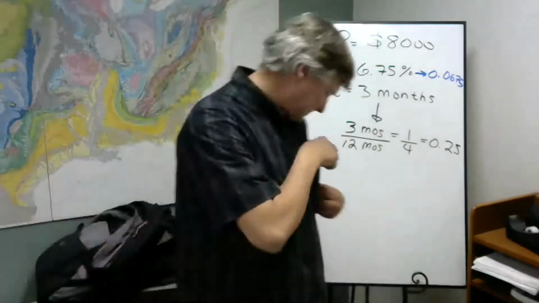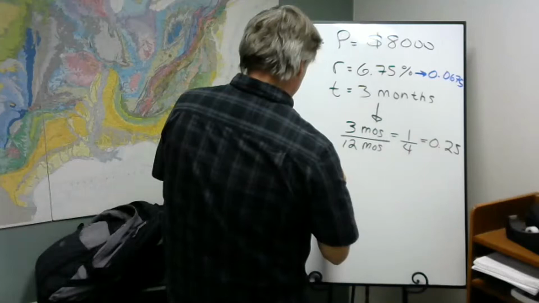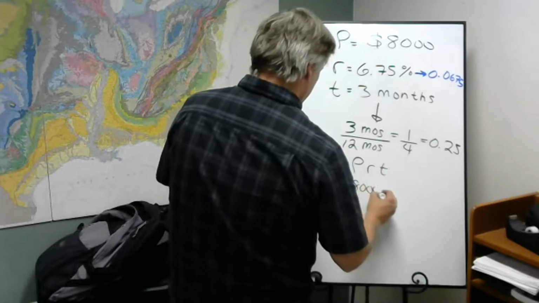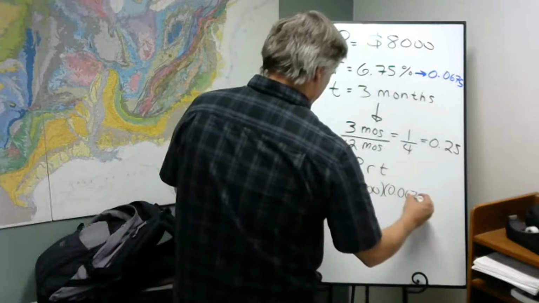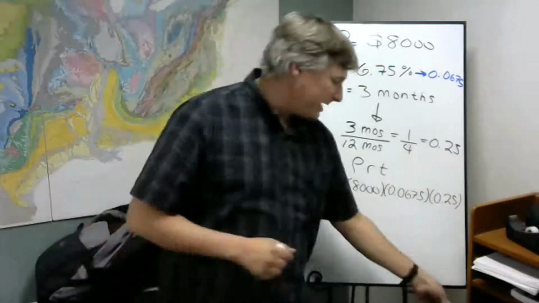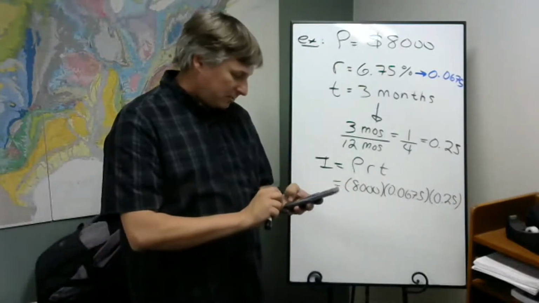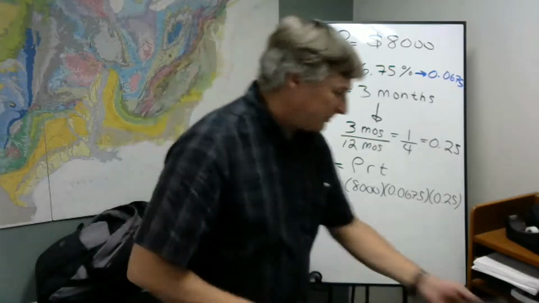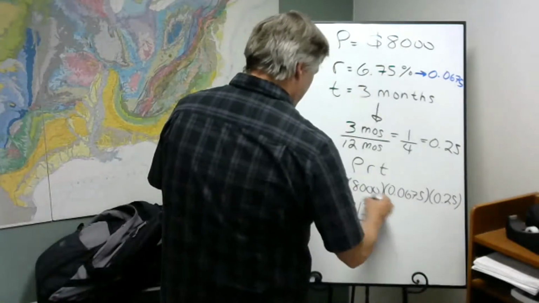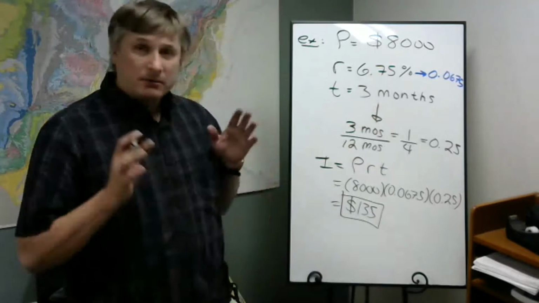So now we finally have all of our numbers. So how much will you pay in interest? It's an annual interest rate, but you only borrow the money for 3 months. Now let's go 8,000 times 0.0675 times 0.25. And it comes out to be $135. So that's how it works if you have fractions of a year.